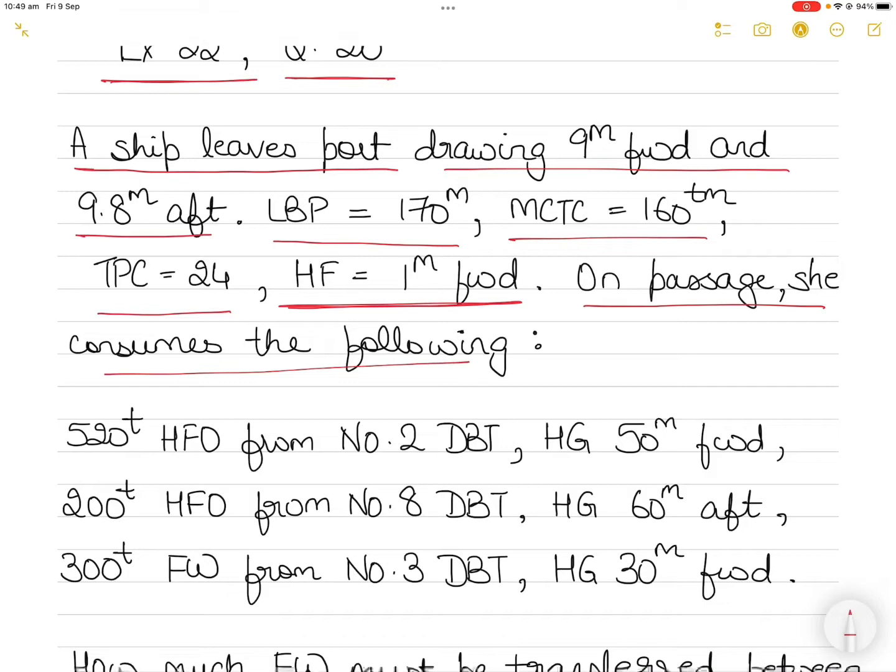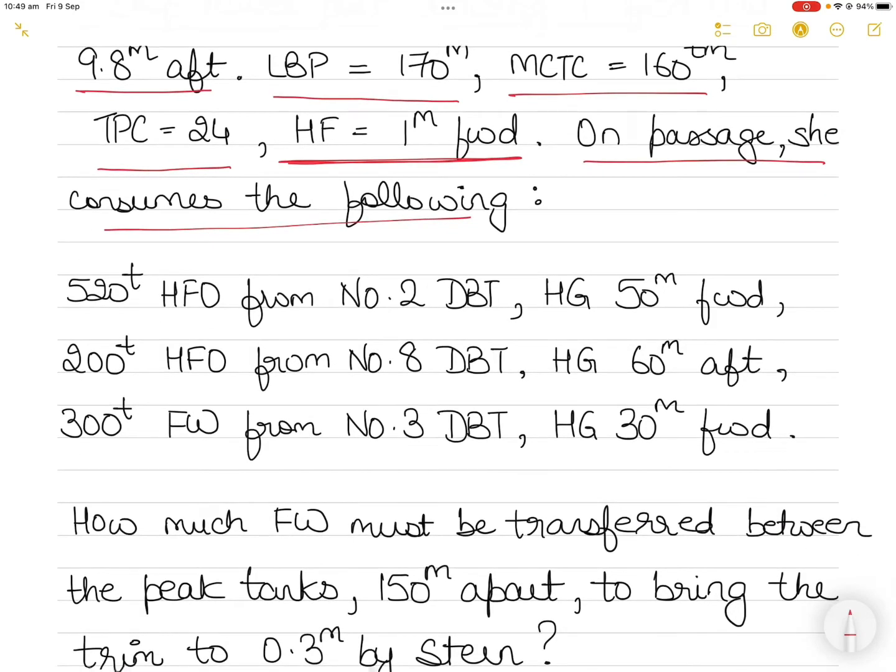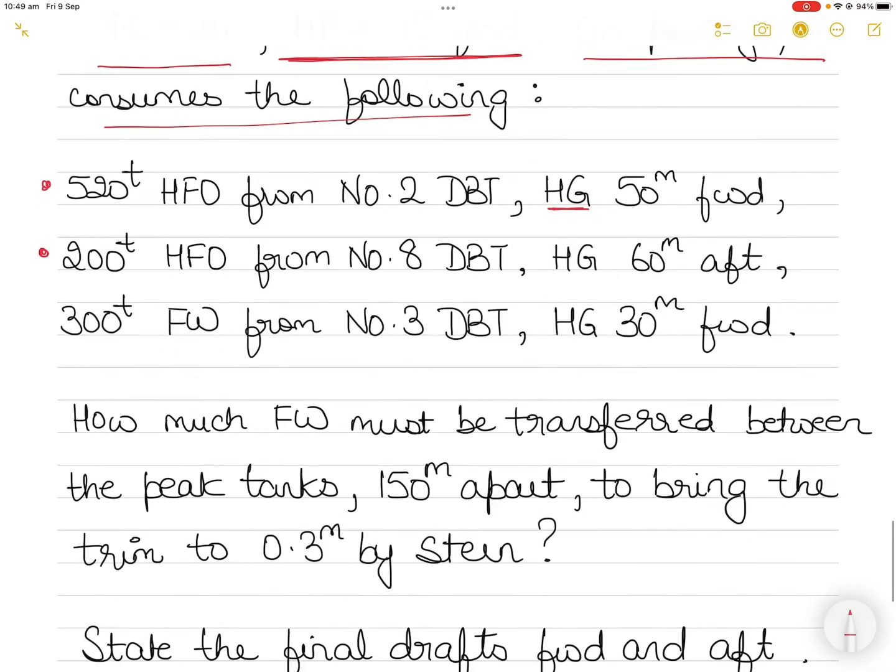On passage, the vessel consumes the following. You have 520 tons heavy fuel oil from number 2 DB tank. The HG is provided. HG is the longitudinal distance between the midship and the center of gravity of the tank itself. This is going to be important to determine the longitudinal distance between the center of gravity of the tank and the center of flotation. That is what is important for us. Then 200 tons of heavy fuel oil from number 8. Again, HG is given. I'll draw the diagram and explain how to use this information. And then 300 tons of fresh water from number 3 DB tank, and HG of which is given again.